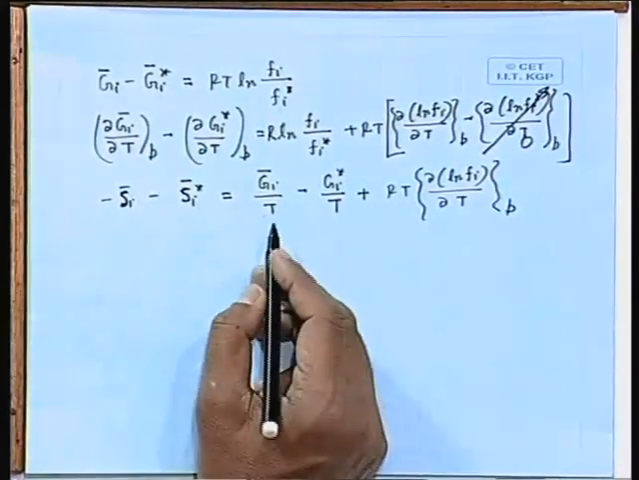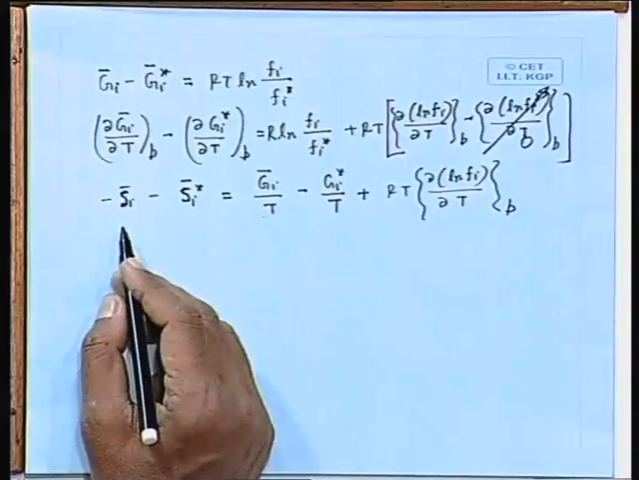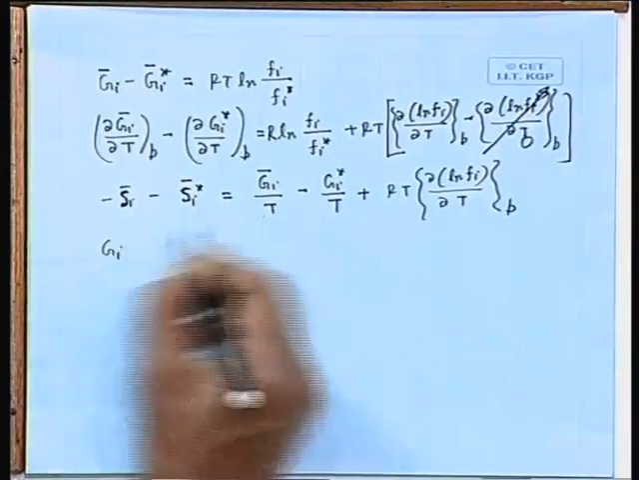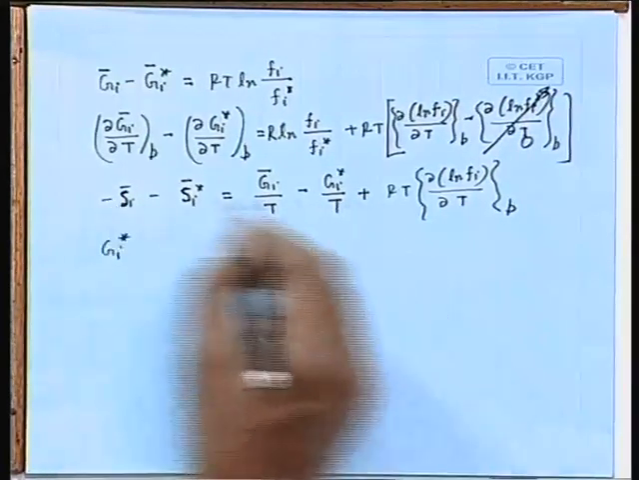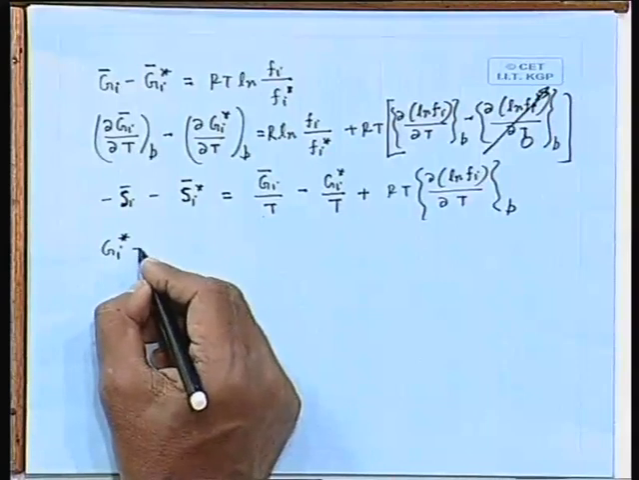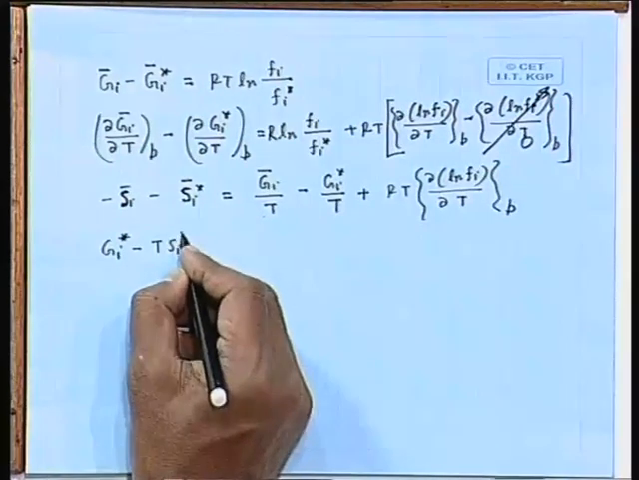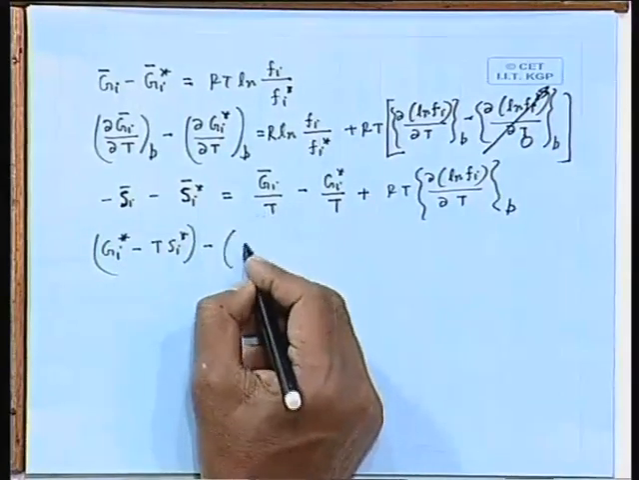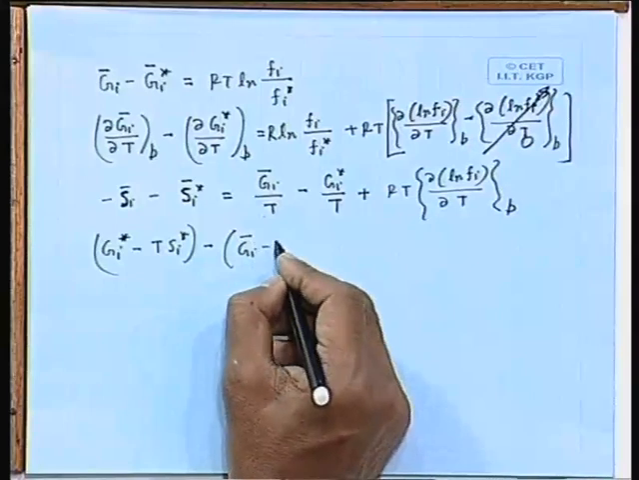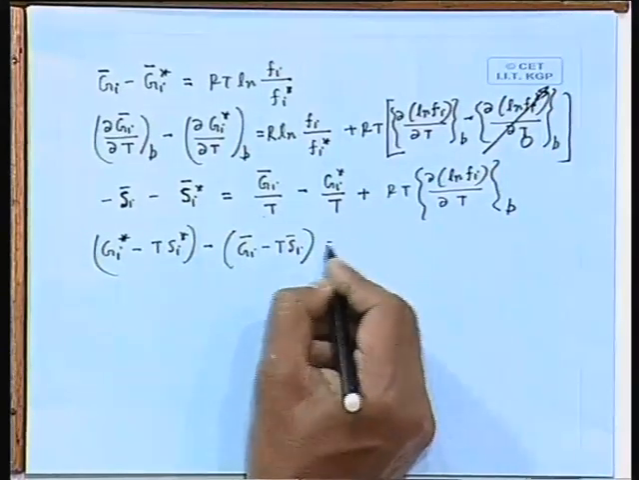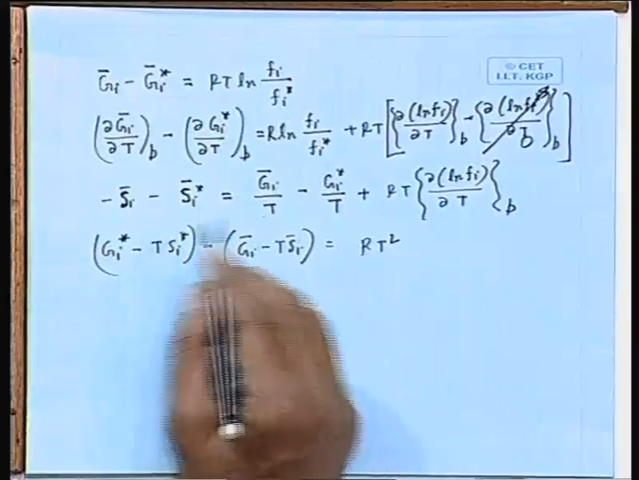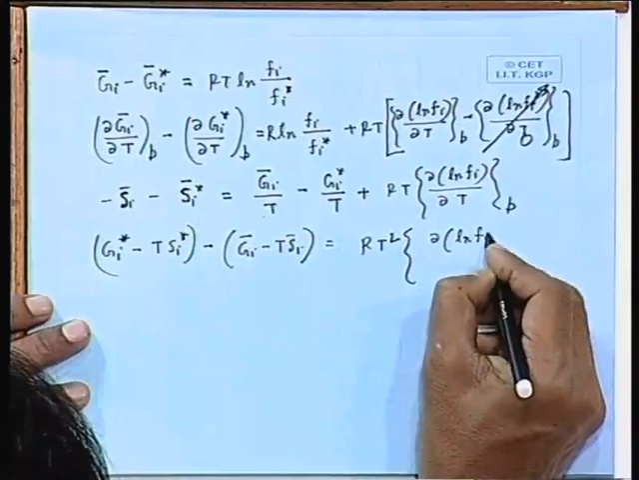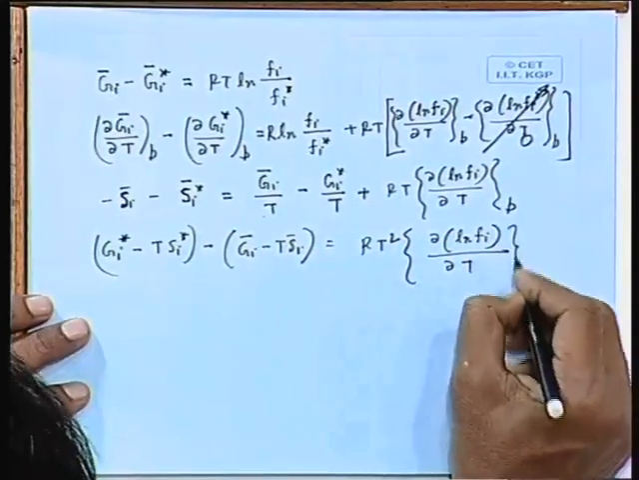Now if we just multiply by T on both sides, what do we get? With a little algebraic manipulation, we get Gi star minus T Si star minus Gi bar minus T Si bar is equal to RT squared, because we have multiplied by T, into ∂ln Fi/∂T at constant pressure.